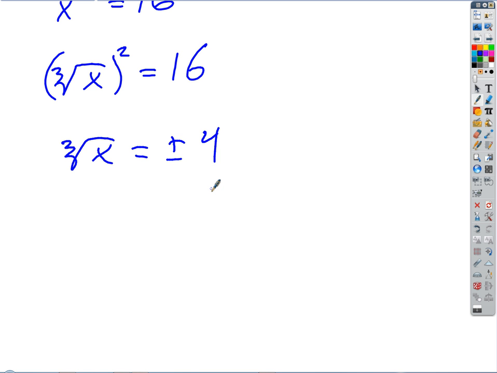When I cube both sides, what do I get? You'll still have both, you still have plus or minus. Ah, you're right. I'm still gonna get a plus or minus, right? I'm gonna get plus or minus 4 cubed gives me x equals plus or minus what? 64.